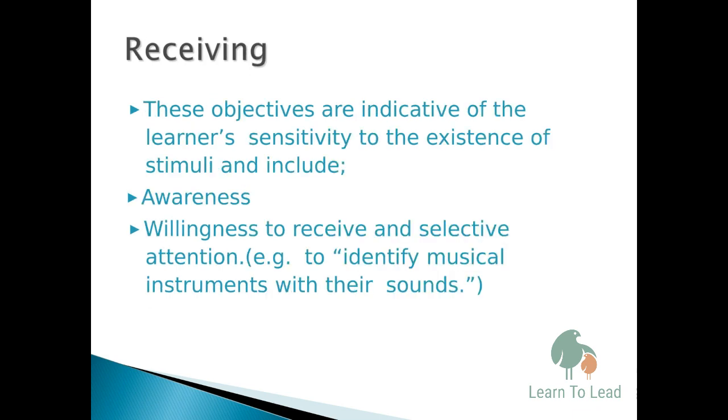Receiving. The first level of the affective domain is receiving. This level involves the learner's awareness of and willingness to attend to stimuli. Students at the receiving level are able to be aware of the existence of stimuli. For example, they can be aware of the sounds of different musical instruments. Willingly attend to stimuli. For example, they can choose to listen to a piece of music or watch a video. Selectively attend to stimuli. For example, they can focus on the melody of a song or the lyrics.